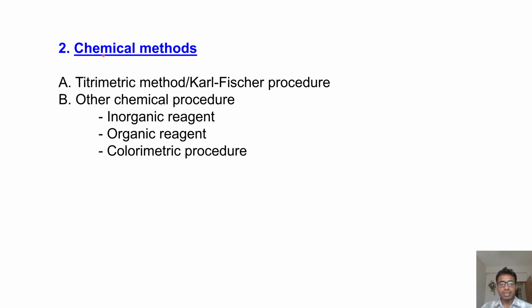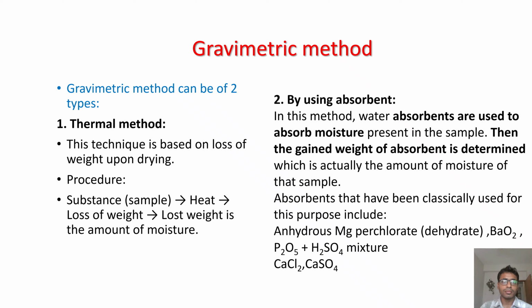So chemical methods include titrimetric method or Karl Fischer procedure. This is the most commonly used method for water determination. It is actually performed in our pharmaceutical industries. Then other chemical procedures include inorganic reagent, organic reagent, and colorimetric method. So let's discuss the physical method for determination of water.